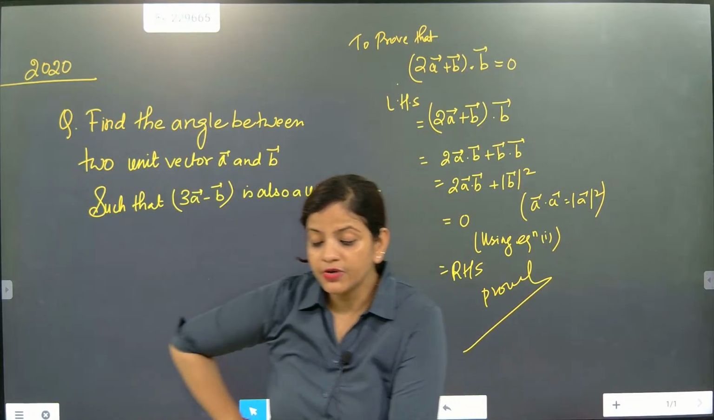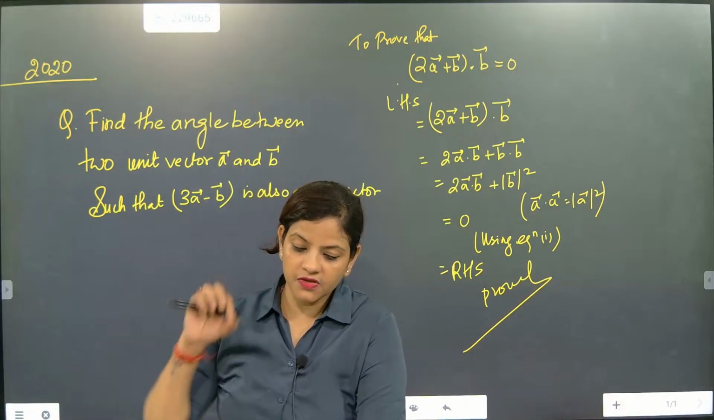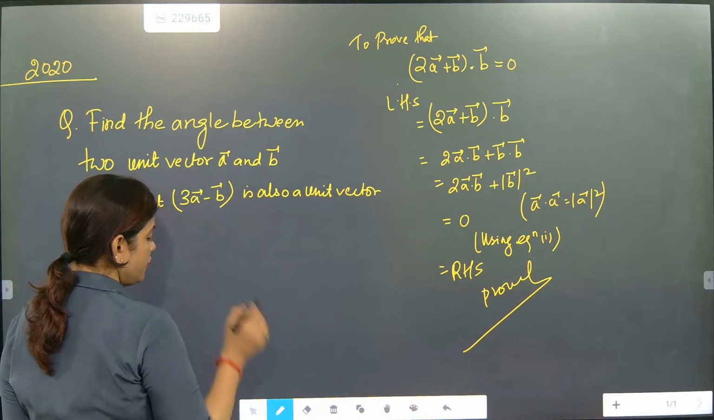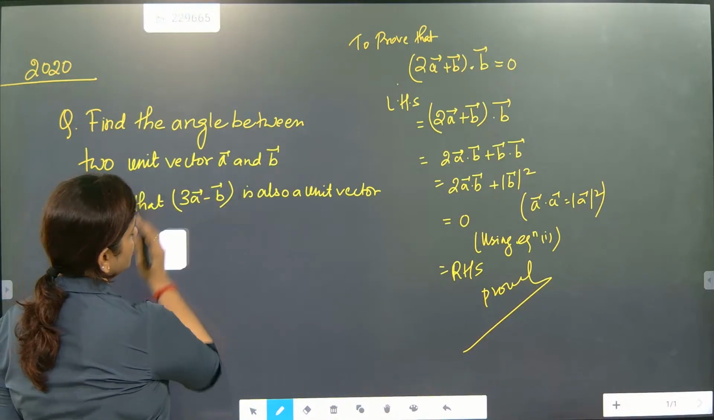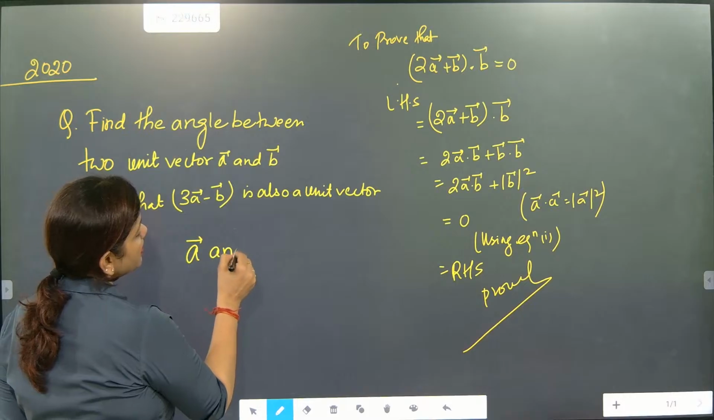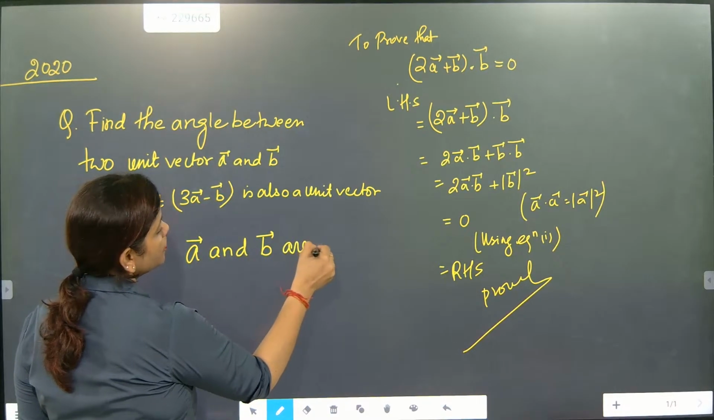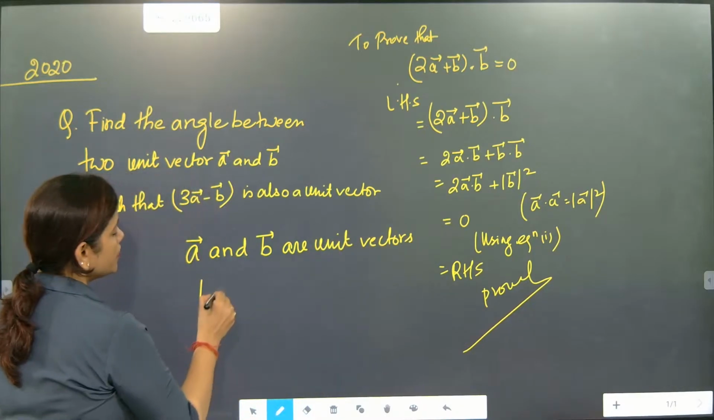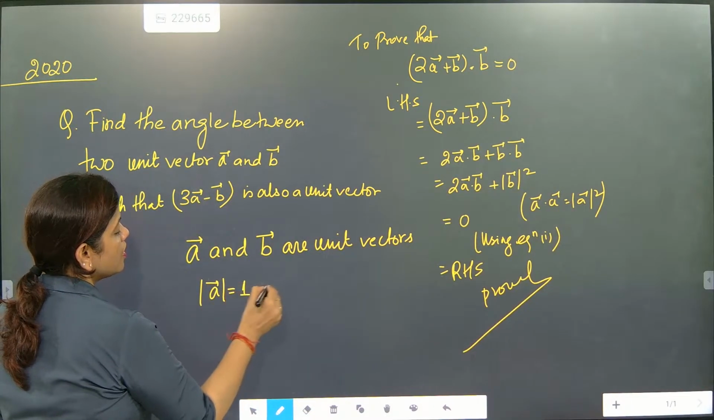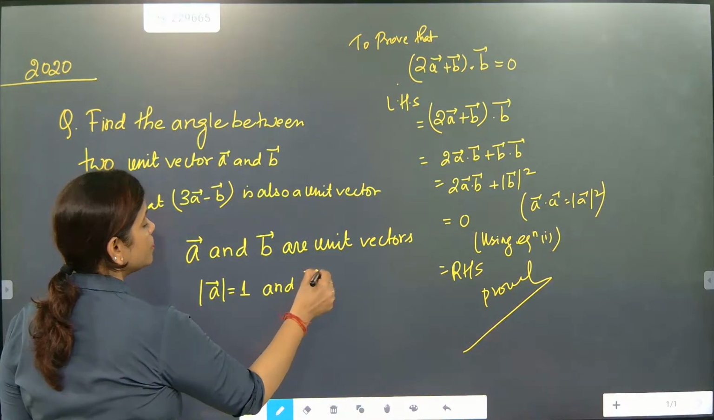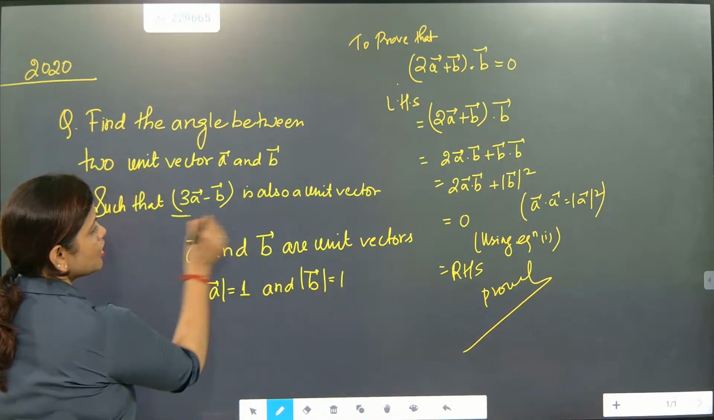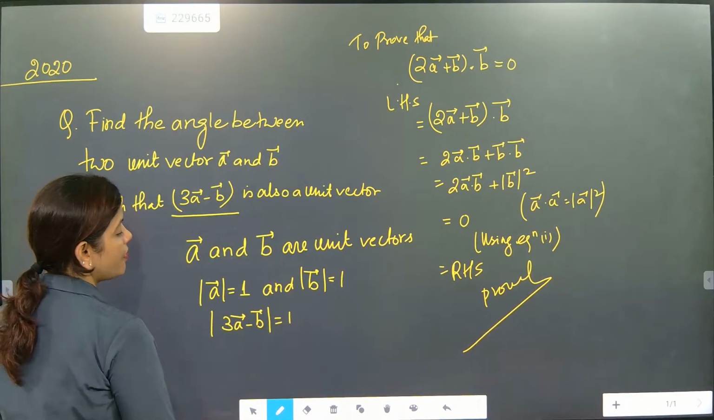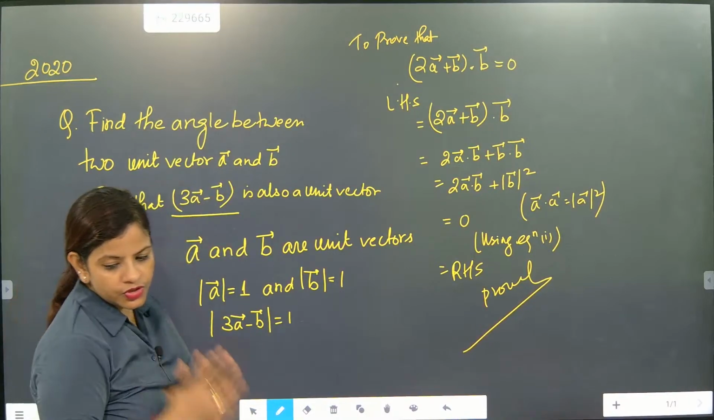Now what are we going to do? We know that the magnitude of a unit vector is 1. This is a very important fact. The magnitude of a unit vector is always 1. So here, A vector and B vector are unit vectors. So the magnitude of A will be equal to 1, and the magnitude of B will also be equal to 1. And this is also a unit vector, so the magnitude of 3A vector minus B vector is also exactly equal to 1. This is the most important thing given.